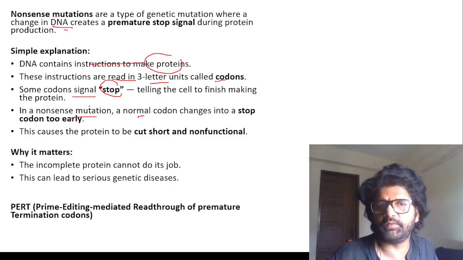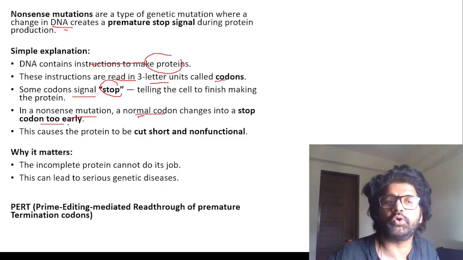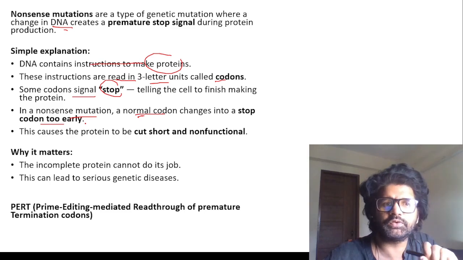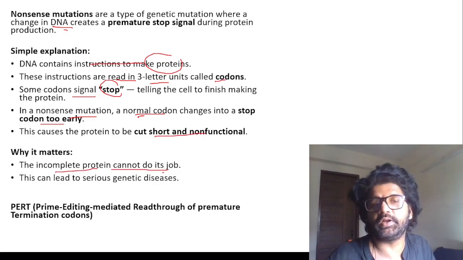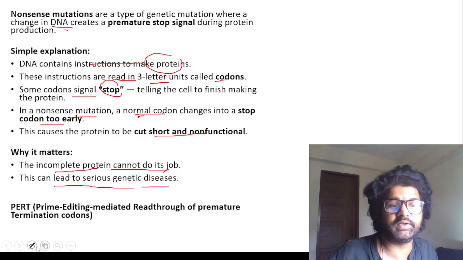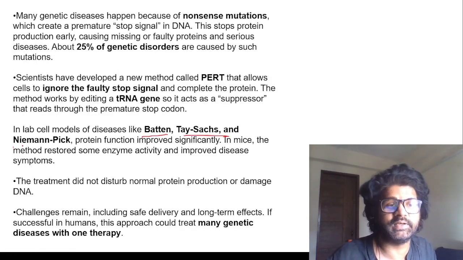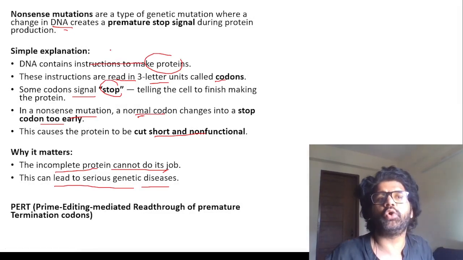Mutation is a change in DNA. We have discussed this in the previous topics today. A normal codon changes into a stop codon too early. So even if the whole protein is not built, because of the nonsense mutation, you will stop making protein. This causes the protein to be cut short and non-functional. The incomplete protein cannot do its job. This can lead to serious genetic diseases such as Batten, Tay-Sachs, and Niemann-Pick, where you have faulty, incomplete protein.